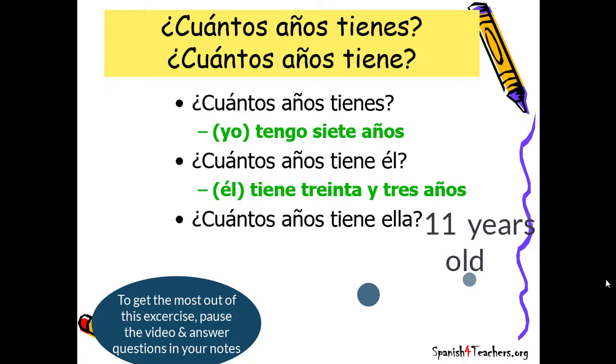Okay, lastly, the person we're talking about is 11 years old. So, ¿cuántos años tiene ella? The 11-year-old girl over there. ¿Cuántos años tiene ella? Okay, ella tiene 11 años. If you wrote that down, you figured this out.